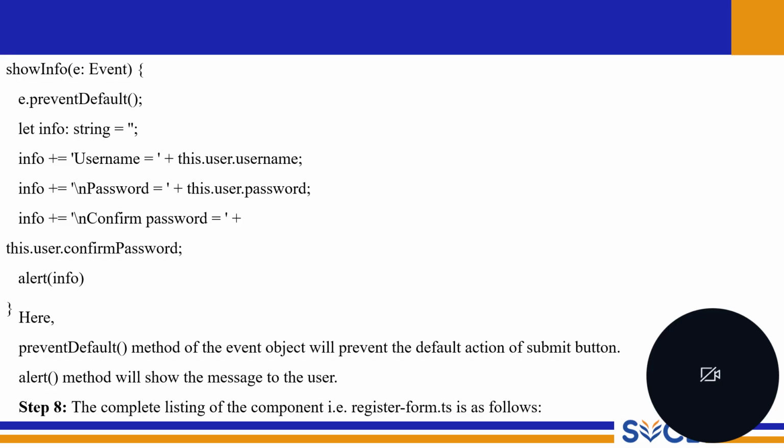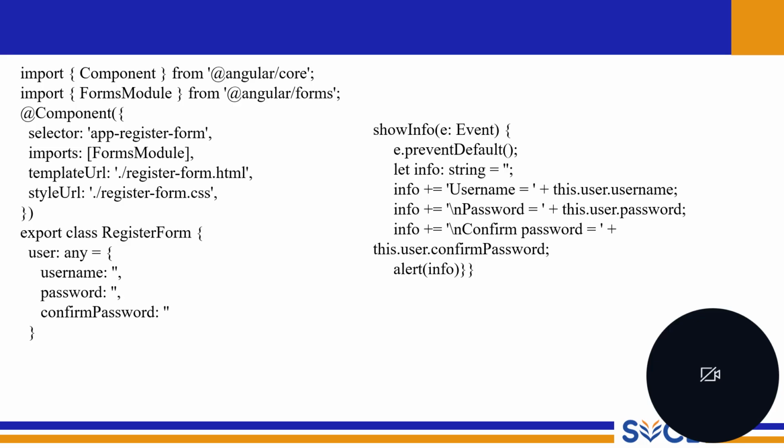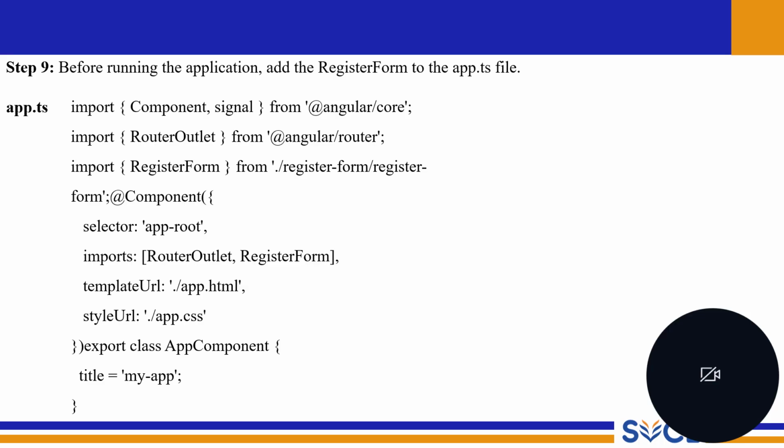In step 8, the complete listing of the component, that is registration-form.ts, is as follows. Here we have to give the Component decorator and then export the class RegistrationForm containing the username, password and the confirm password. So finally, if you click it, it will show the information: username, password as well as the confirm password field. So finally, for the result, before running the application, you have to add the registration form to the app.ts file. Once it is given, it will show the output.